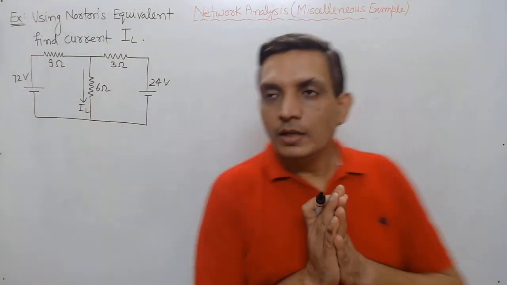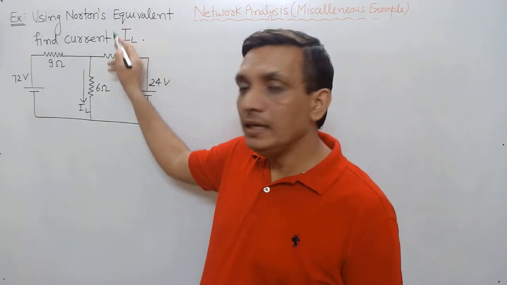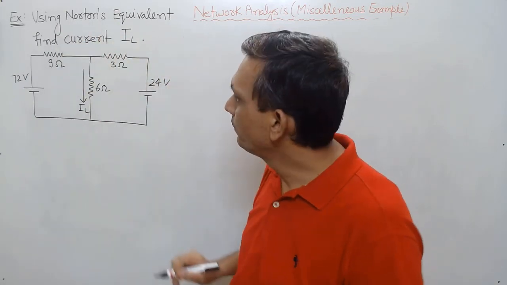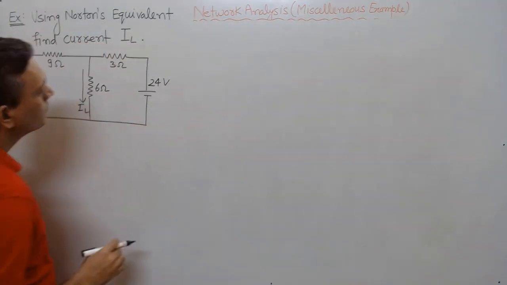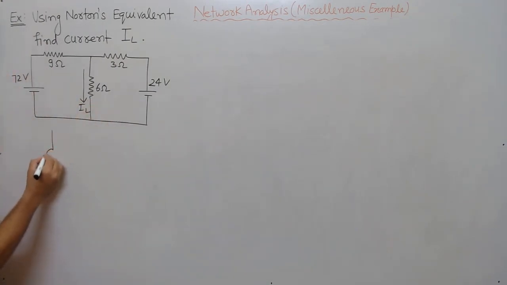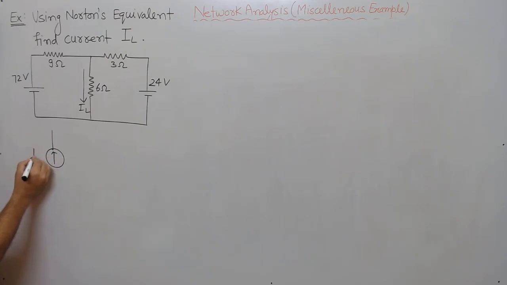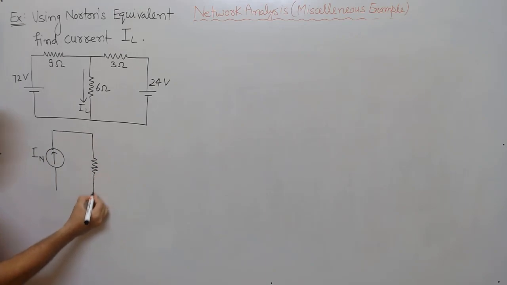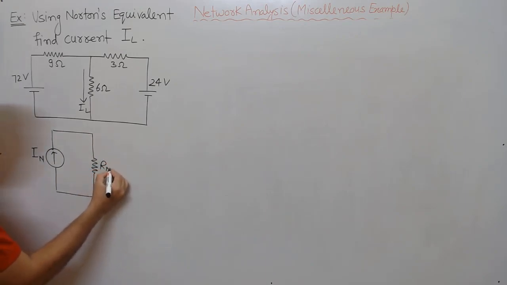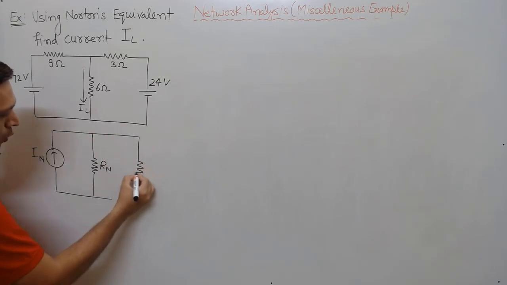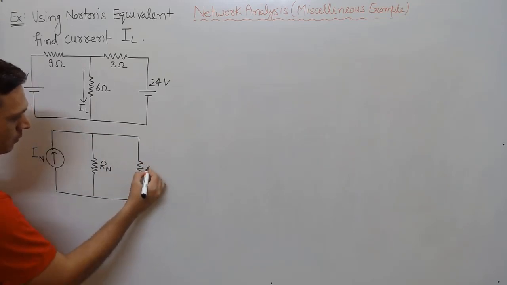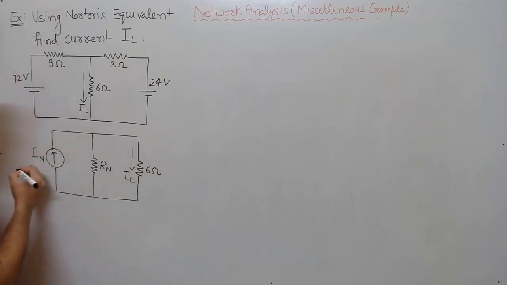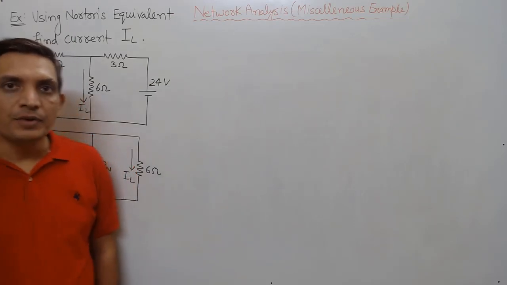So in this example, we have to find current IL through 6 ohm resistance using Norton's equivalent. So we have two voltage sources and we know Norton's equivalent is you have a current source IN and you have a parallel resistance RN, that is Norton's resistance, and then connect the load. Load is 6 ohm. This is 6 ohm. So if you know IN and RN, you can easily find IL.